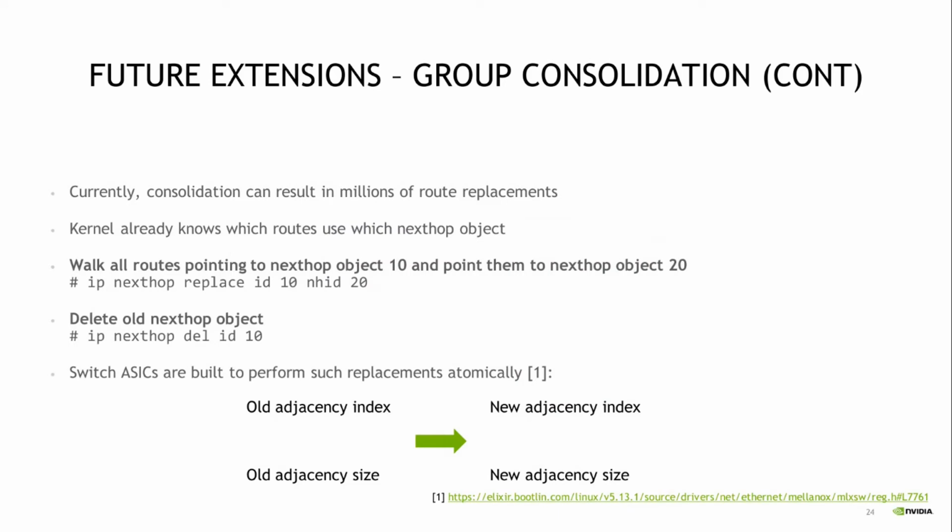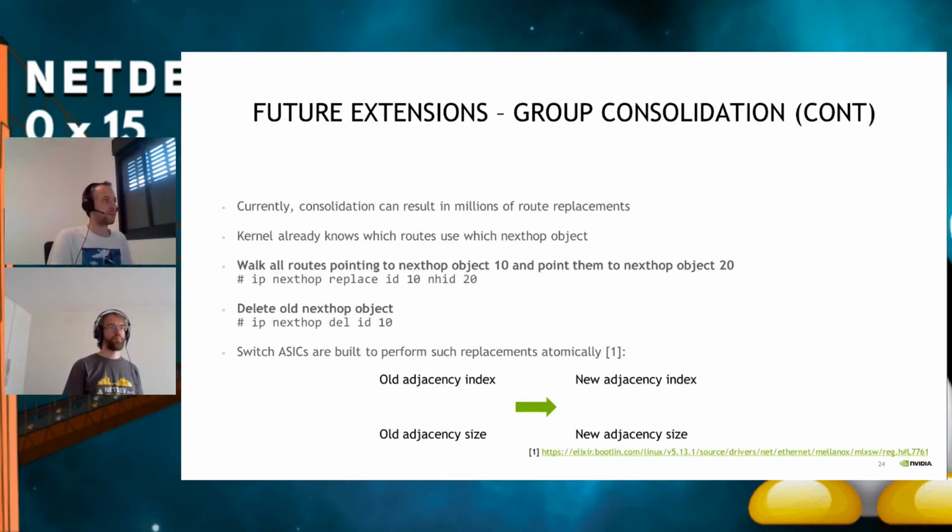So really, you can already perform this group consolidation today. You do not need any special API. But if you have millions of routes pointing to each NEXTHOP group, then consolidating the groups means that you need to send millions of route replace netlink messages to the kernel, which is quite inefficient.